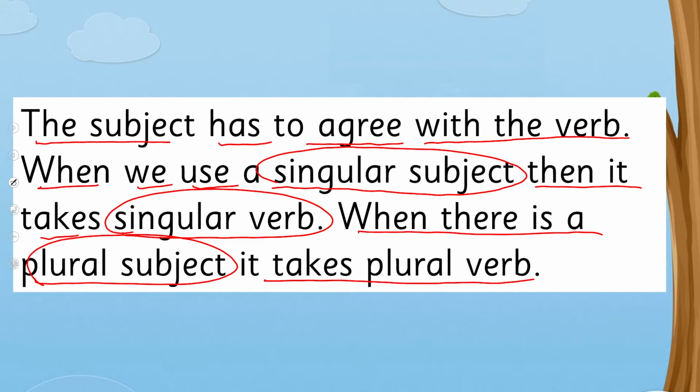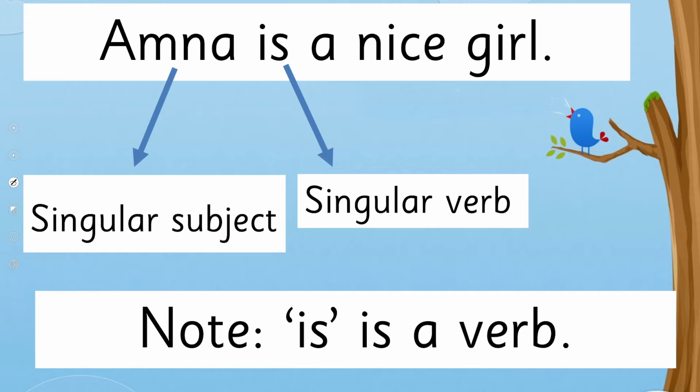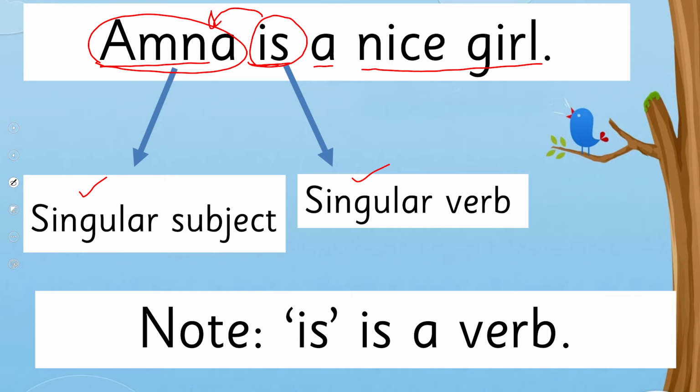Gradually, we are learning the rules. Yesterday, we learned how in simple present tense, subject should agree with verb. Okay? So, we are going to learn further. Here is an example. Amina is a nice girl. Here, Amna is singular subject and is singular verb, right? And why I use is over here? If I say Amna are good girl, it's wrong. That's why when it's a singular subject, the verb should agree with subject.